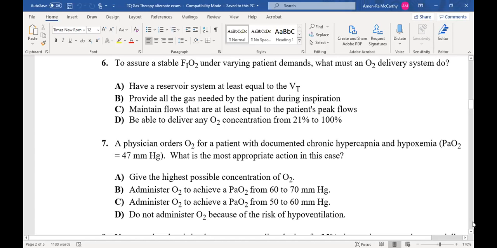Not the highest possible, or not to give it to him at all. And 50 to 60 will be a little low. That's a little too low. So you want to get to where they're mildly hypoxemic. Yes, you want to be mildly hypoxemic. It might be a little more than mild, but it just depends. There's no specific exact PaO2 you want them to be at, because everybody's a little different, but 60 to 70 would be your best choice in those answers.